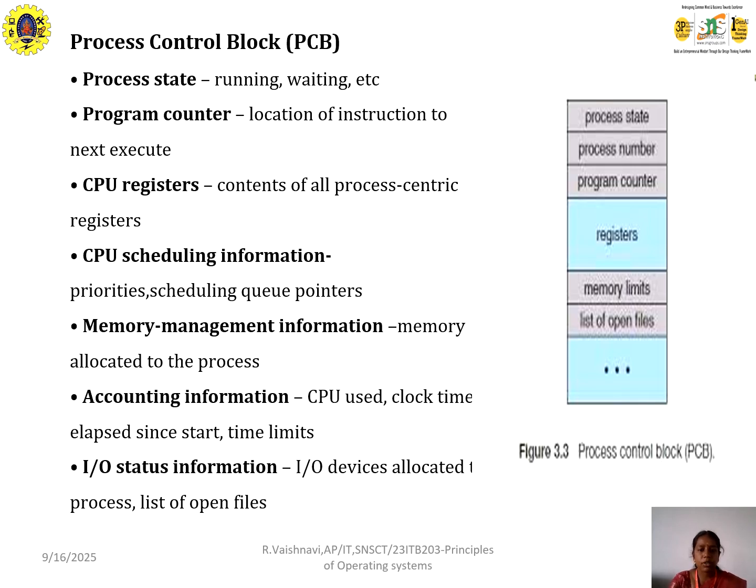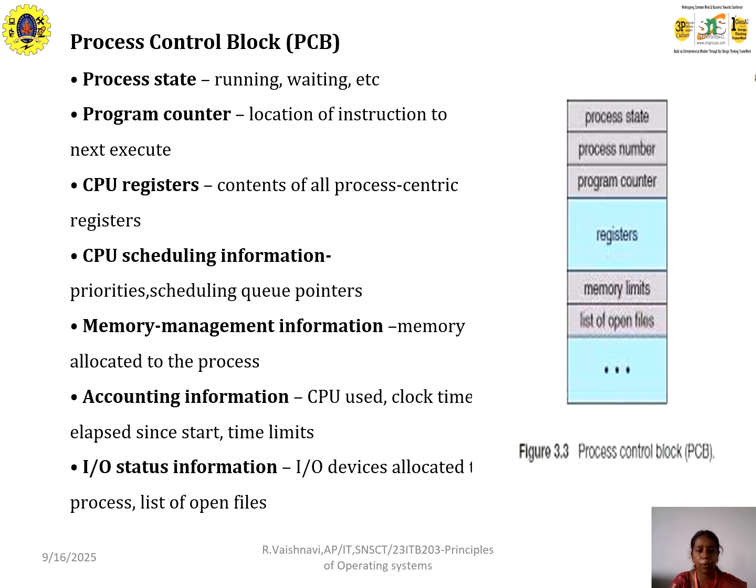Next one will be the process control block. Here we have some points, that is process state, program counter, CPU registers, CPU scheduling information, memory management information, accounting information, and input output status information. First one will be the process state. In the last slide we have seen the states: new, running, waiting, ready and terminated. These are the states of a process.